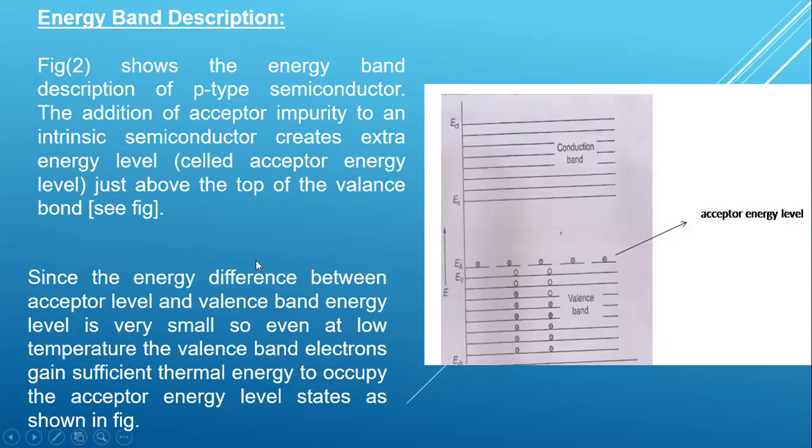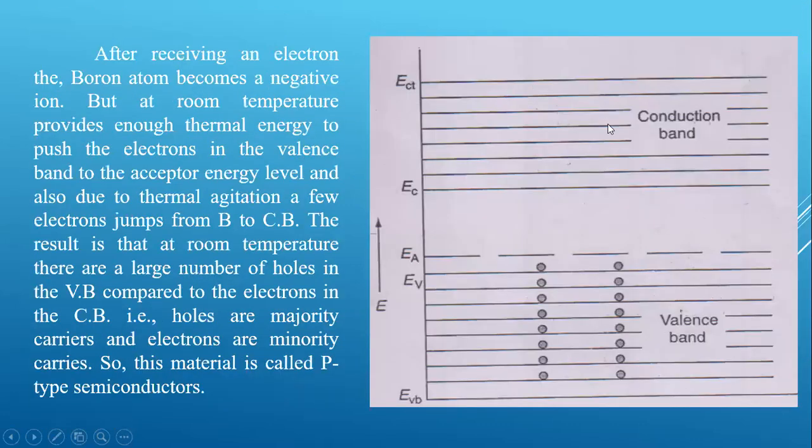Okay. Now what is the energy band? See, this is the acceptor level. We are seeing the acceptor level. In this one, electrons and holes are there. Therefore, the acceptors are under the P-type. Now see the energy diagram also, one by one. After receiving the electron, the boron atom becomes a negative ion, but room temperature provides enough thermal energy to push the electron in the valence band to the acceptor energy level. This is the acceptor energy level we are showing.